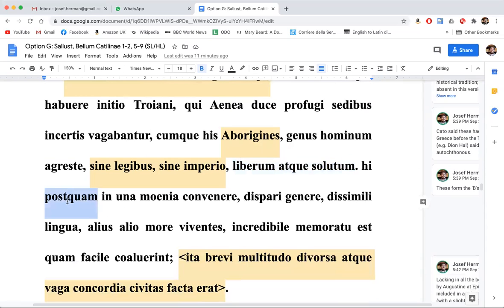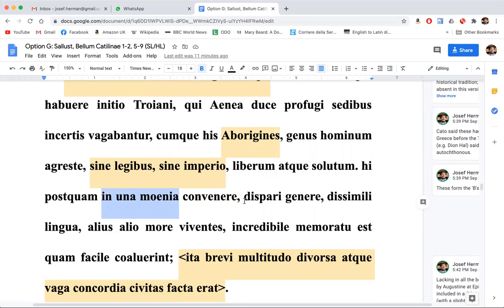Okay. And then in the next sentence, postquam, after these men, he, referring to the Trojans and the Aborigines, after these men, or these people, came together, convenere, this is a sort of archaic or poetic version of convenerunt, perfect tense, third person plural. After these came together in una moenia, literally into one walls, you could say into one set of walls or into the same walls.